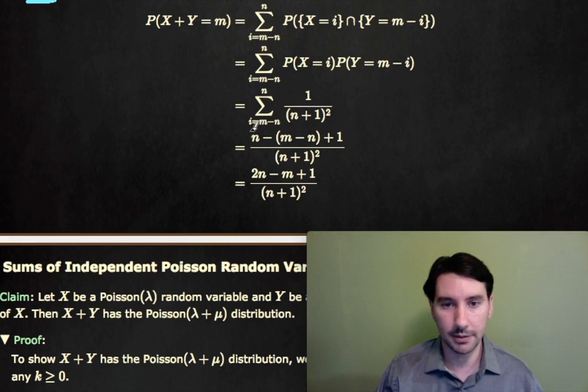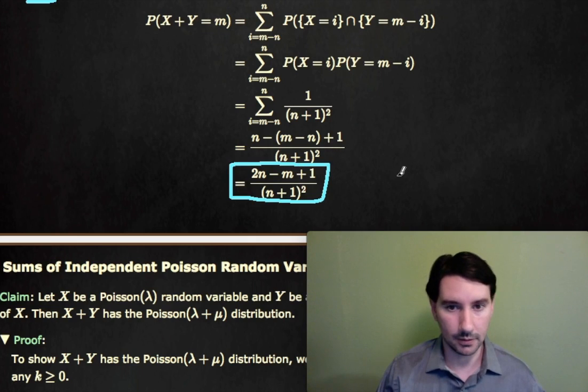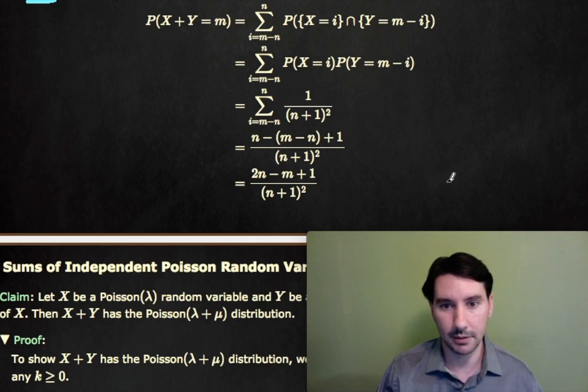However, now the bound on the sum is different, so we're summing from m minus n to n. And the number of times we've added 1 over (n plus 1) squared is n minus (m minus n), plus 1, because we shouldn't actually just subtract off the m minus n, just like above where we had a plus 1 for 0. So it's n minus (m minus n) plus 1, or in other words, 2n minus m plus 1 when we rearrange that algebraically. So for numbers m bigger than n, the PMF is (2n minus m plus 1) over (n plus 1) squared.